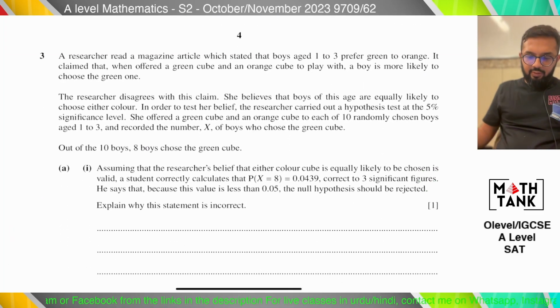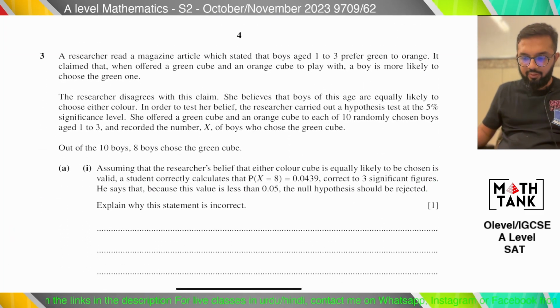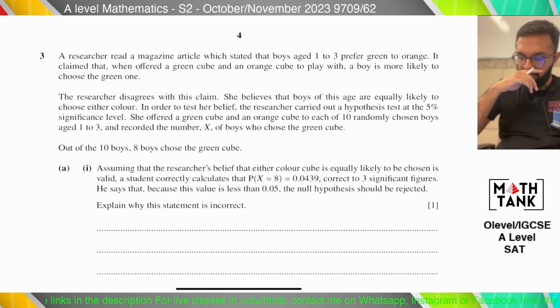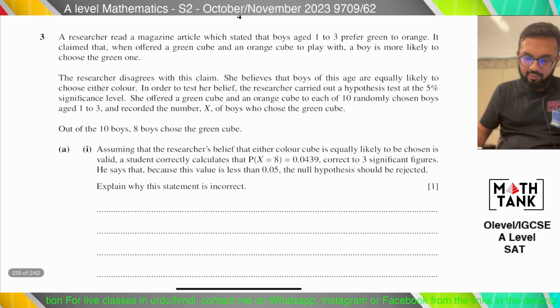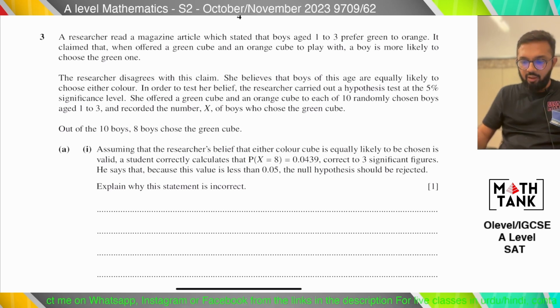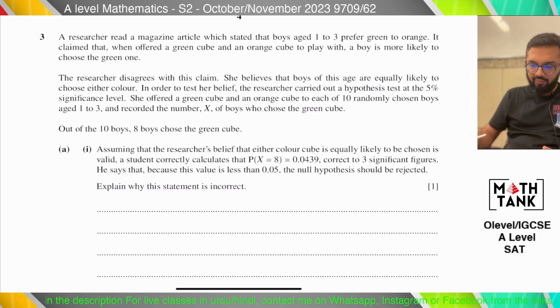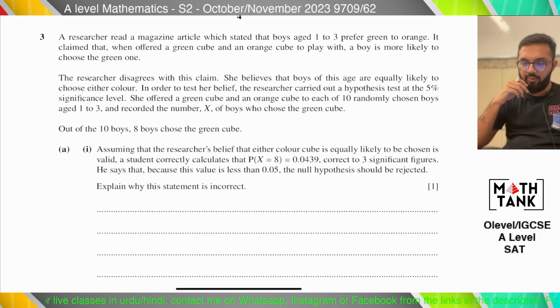Then it says the researcher read a magazine article which stated that boys aged 1 to 3 prefer green to orange. It claimed that when offered a green cube and an orange cube to play with, the boy is more likely to choose the green one. The researcher disagrees with the claim. She believes that boys of this age are equally likely to choose either color.